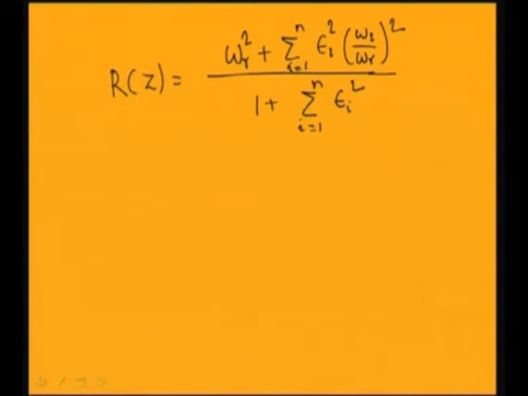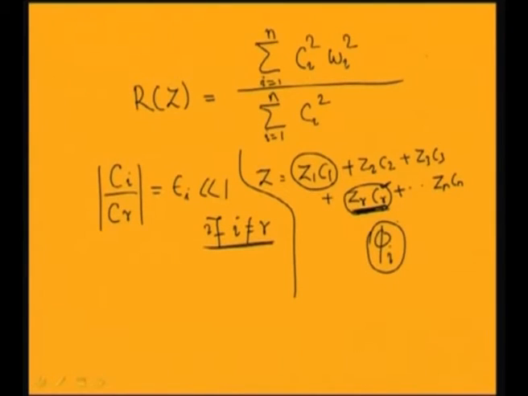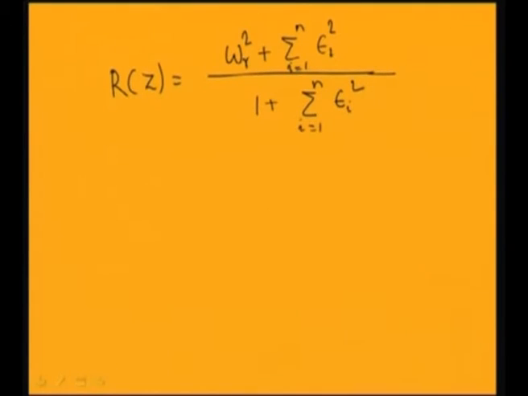So, this is equal to epsilon. So, this expression I can write correctly. This becomes C1 square omega 1 square plus C2 square, and similarly Cr square omega r square. I am dividing it by Cr square. So, this becomes omega r square, and in other terms I will write C i by C r whole square and omega i square. So, it becomes epsilon i square omega i square.